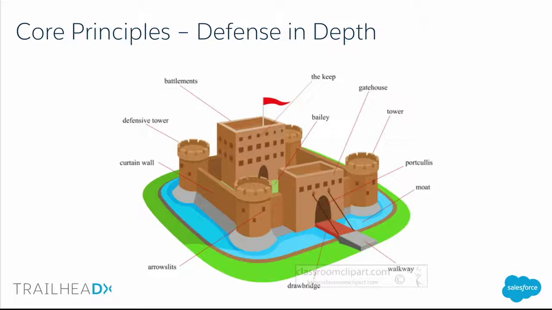And so if someone were to, for example, scale the walls, well, the guards will see them. Or if a large army wanted to storm the castle, well, there is the moat stopping them. So if any of the layers of defense fails, you have other layers of defense to mitigate for it. So that's the first principle. Defense in depth. The more layers of defense, usually the better, because there's less chance of all of them failing at the same time.